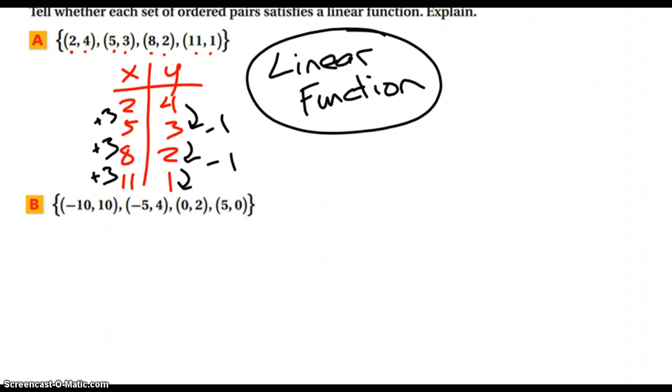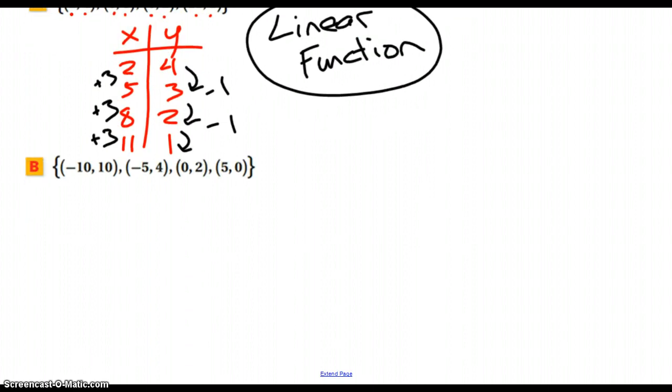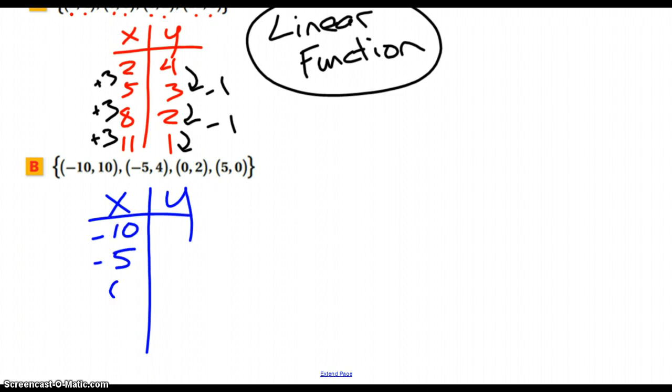This will be a linear function because there are consistencies in what it increases or decreases by on both sides. Let's take a look at the second piece, and this will be the last example for this video. So x and y, got -10, -5, 0, and 5. So it is a function, but will it be linear? 10, 4, 2, 0. We can see that on the x side, it's going to go up by 5 each time. So that's good and consistent.